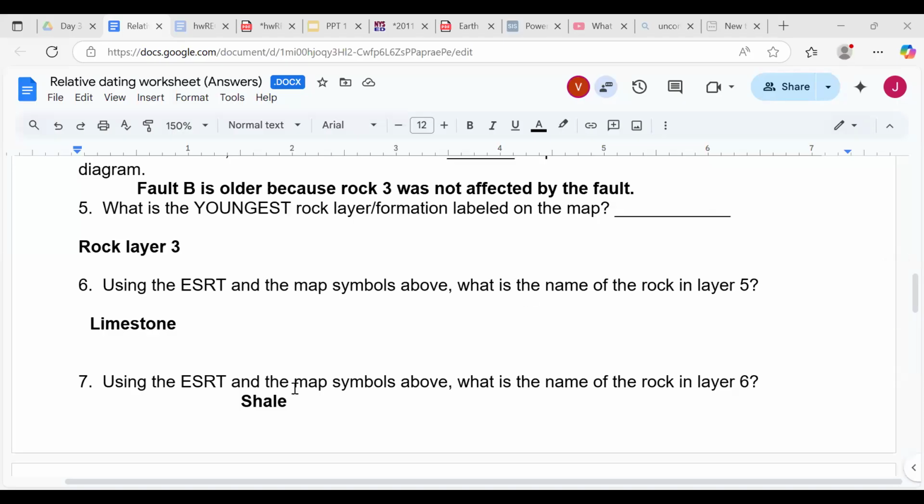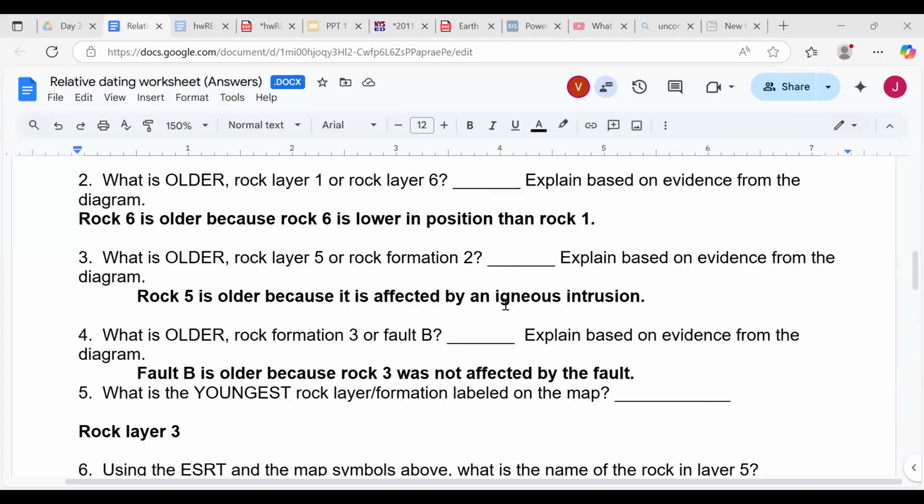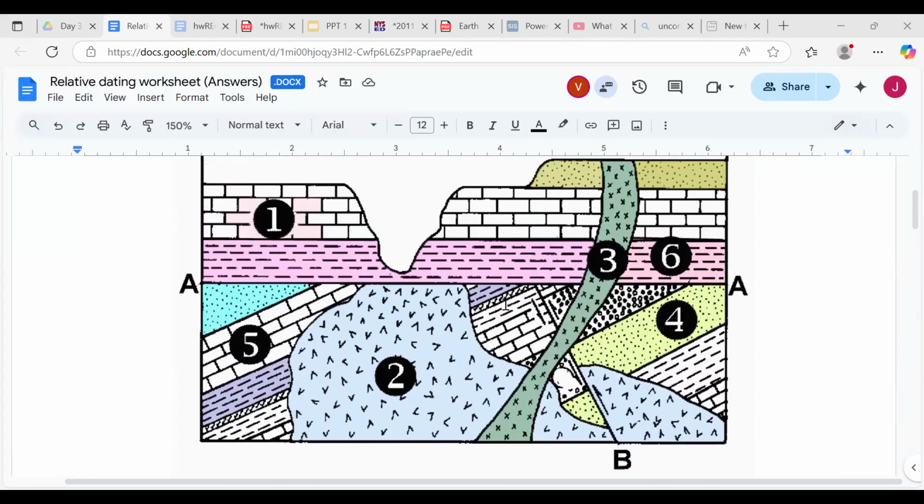All right, using the ESRT and the map symbol above, what is the name of the rock in layer 6? So when I take a look at layer 6, I see dashed lines. I don't see any dots. I just see dashed lines.